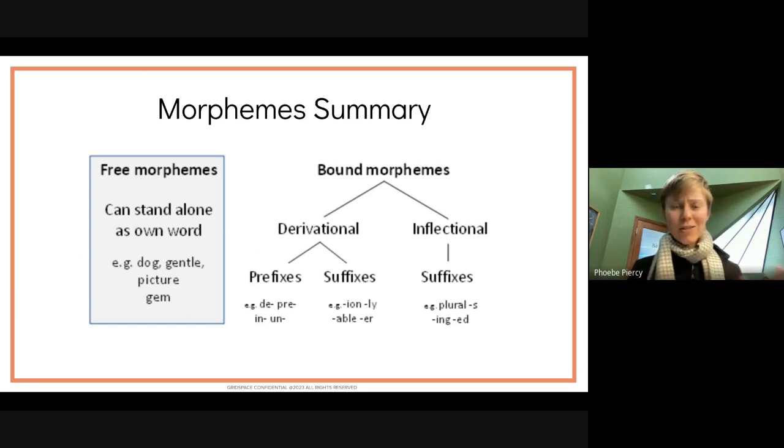Cool. Any questions so far on morphemes, how we build up words with them?